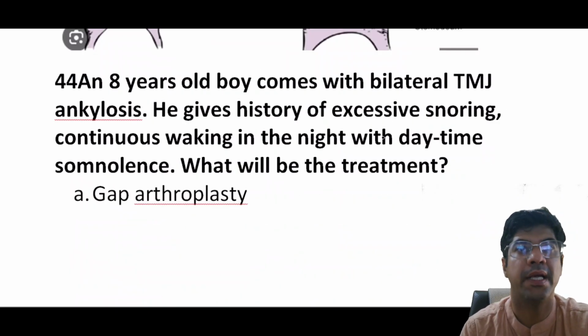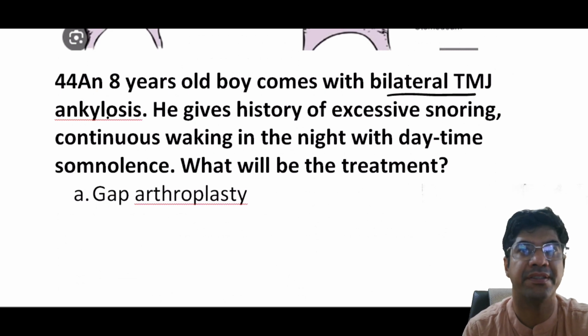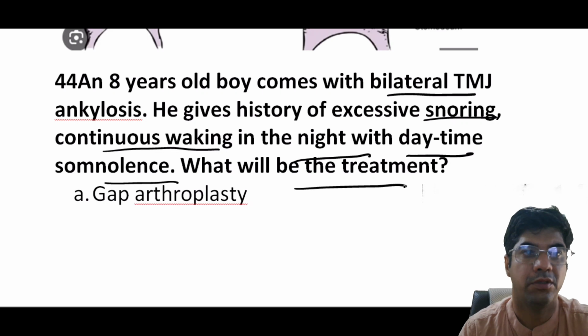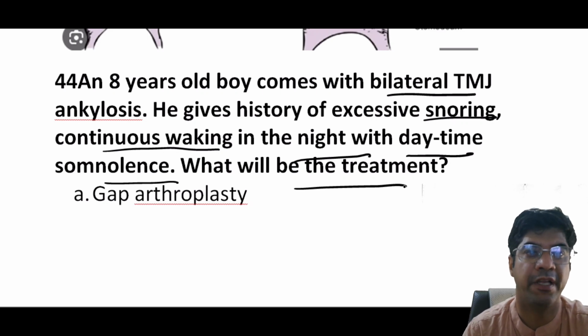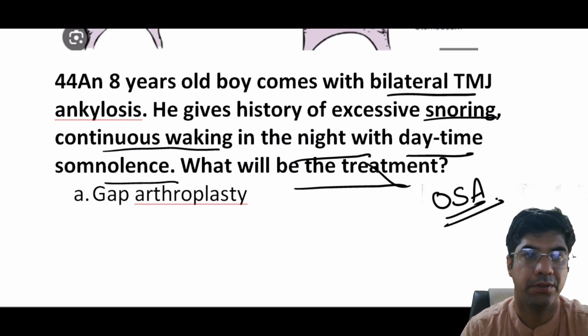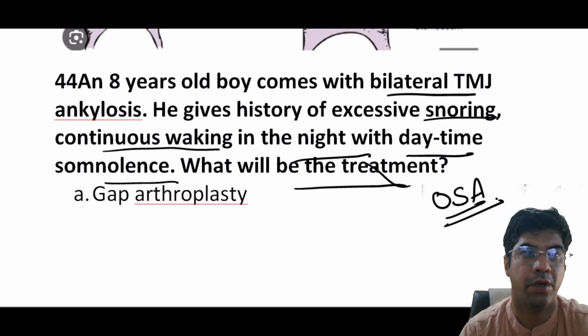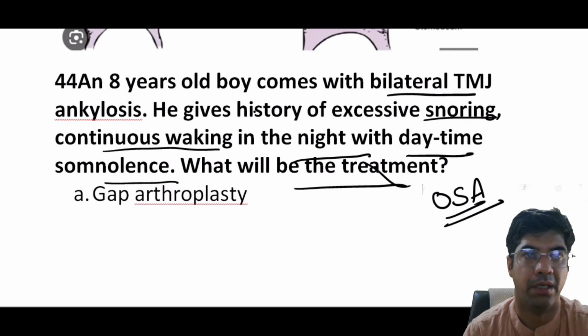An 8-year-old child comes with bilateral TMJ ankylosis. He gave a history of excess snoring, continuous waking at night with daytime somnolence. What would be the treatment? The patient might be suffering from obstructive sleep apnea, due to the restricted growth and function of the mandible.